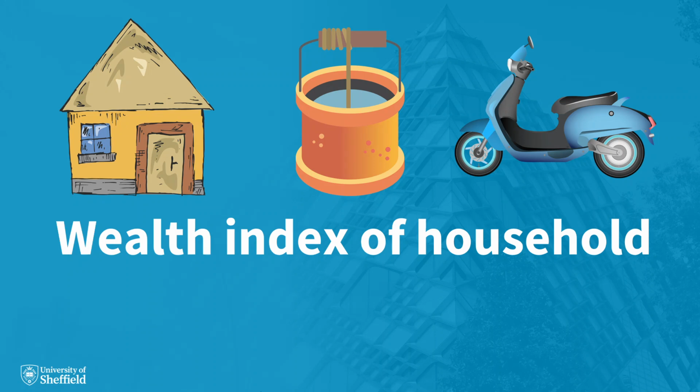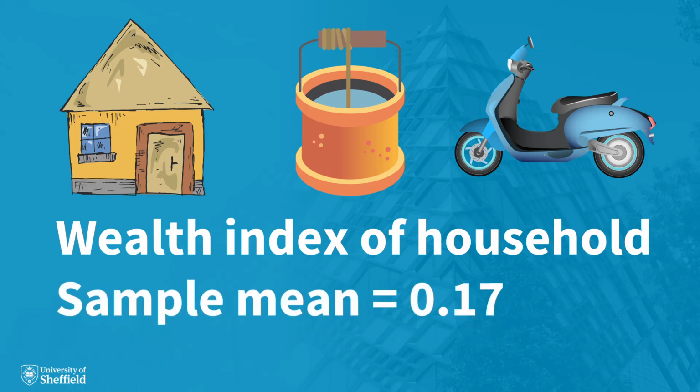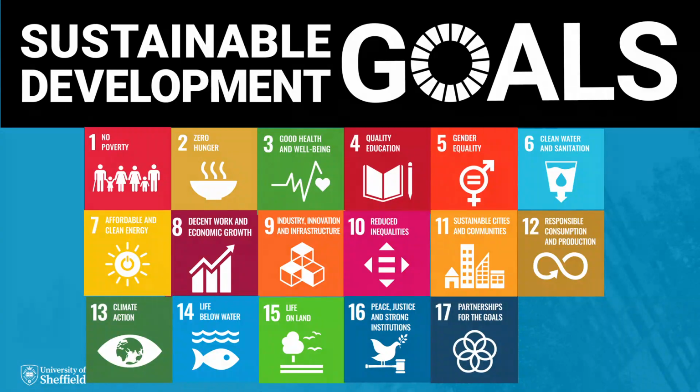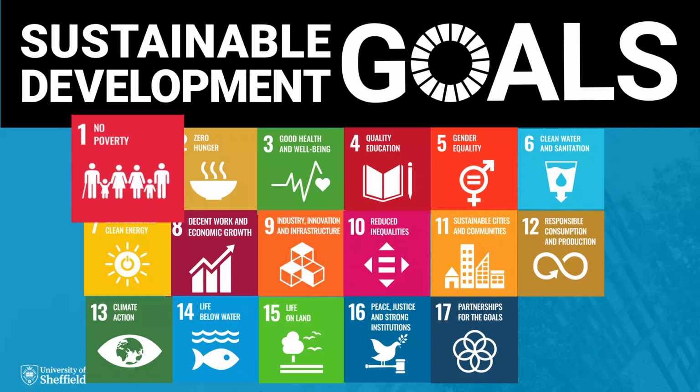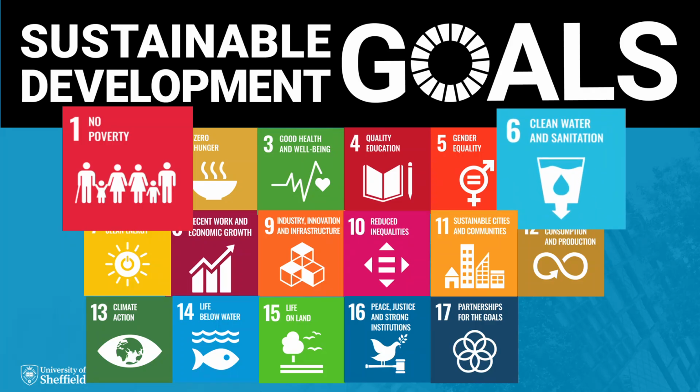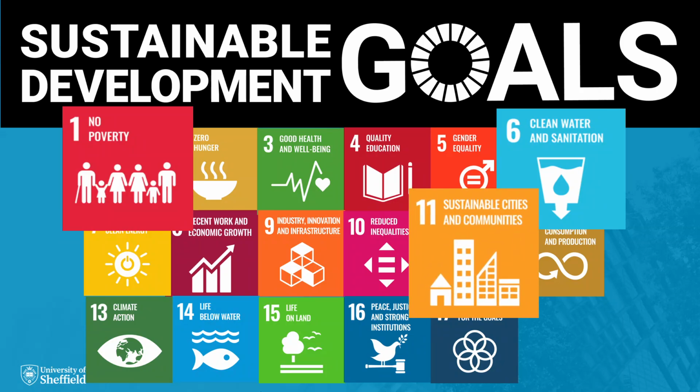The wealth index is on a scale of 0 to 1. This means that children from the poorest households have a wealth index close to 0, and children from the richest households have a wealth index close to 1. The sample mean of this variable is found to be 0.17, suggesting that the children in our dataset are quite poor on average. This wealth index has relevance to a number of sustainable development goals, including SDG 1, which targets reduced poverty and improved access to land and basic services, SDG 6, which aims to improve access to safely managed drinking water, sanitation and hand washing facilities, and SDG 11, which targets inadequate housing.